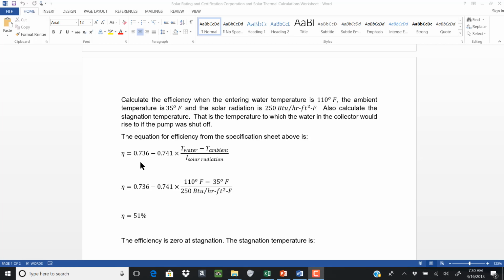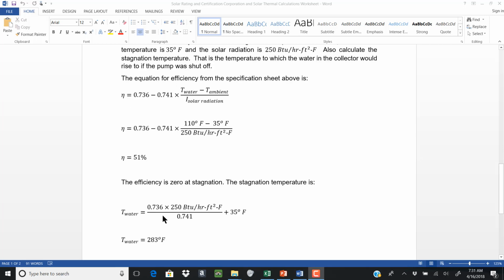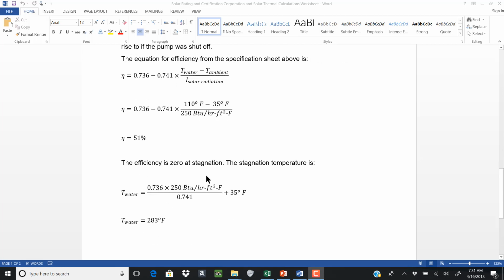Calculating the efficiency. We have the equation given, 0.736 minus 0.741 times the difference in the temperature of the water entering the collector and the ambient temperature, divided by the solar radiation. So we insert the numbers. That's 110 degrees Fahrenheit minus 35 degrees Fahrenheit divided by 250, and we come up with an efficiency of 51%. To look at the stagnation temperature, during stagnation, the efficiency is equal to 0.